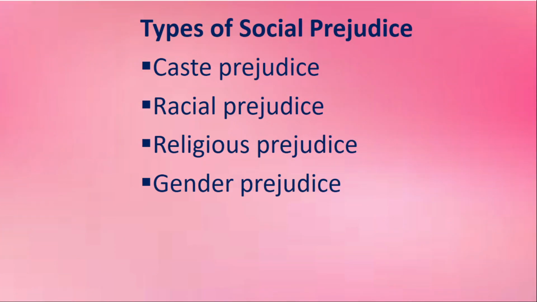There are different forms of social prejudice. Caste prejudice is common in many societies. Racial prejudice involves discrimination based on skin color or race. Religious prejudice targets people of other faiths. Gender prejudice treats men and women unequally.